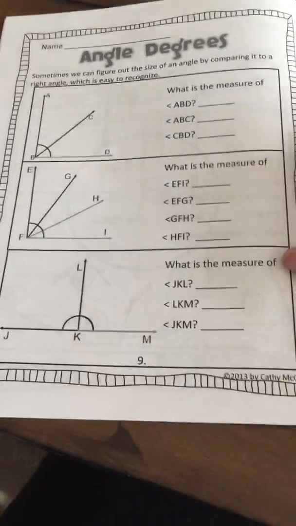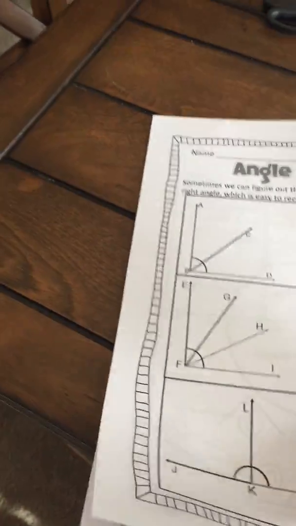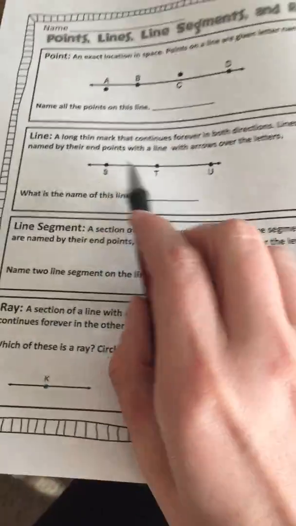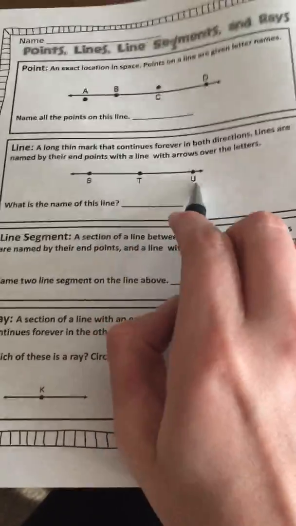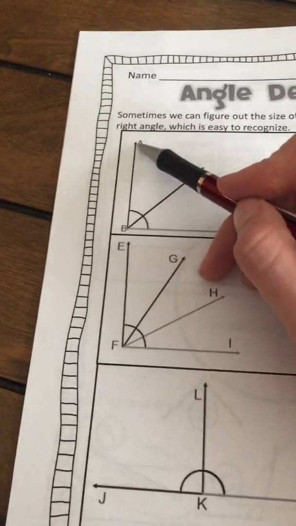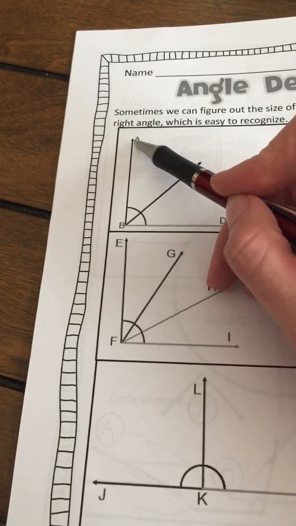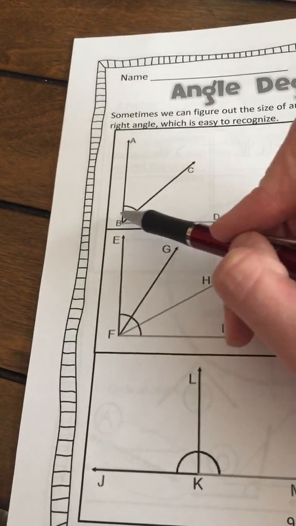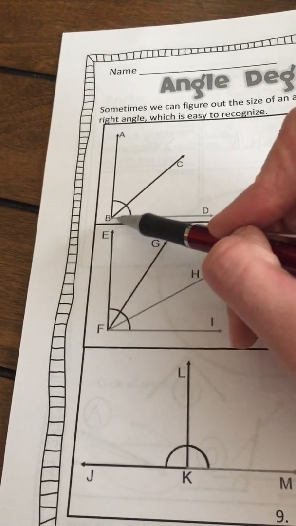Okay. All right. Now, just like lines, remember how we gave lines names over here? We said this was line SU, because these are the outer points. We do the same thing for angles. We have to name our angles. When we do that, we have to name it going from one end to the middle to the other end. And every time we name it, the middle point, that vertex, is always in the middle.